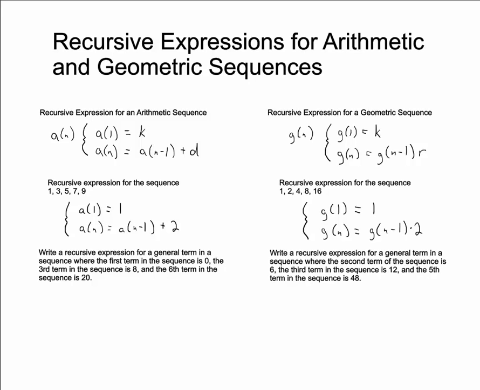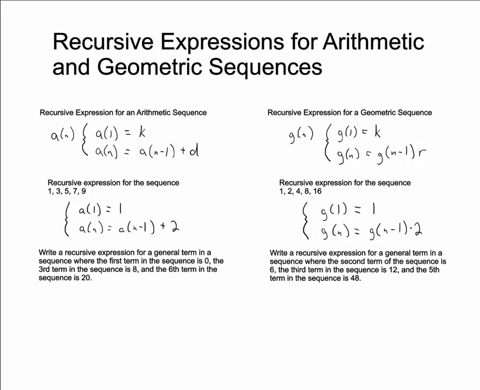So to make that more concrete, let's look at the recursive expression for the sequence 1, 2, 4, 8, 16. So again, we always have the first term defined for a recursive expression. So we have g of 1 is equal to 1. Then we move on to the general part of the expression. g of n is equal to g of n minus 1, or the previous term, times the common ratio, which in this case is 2.